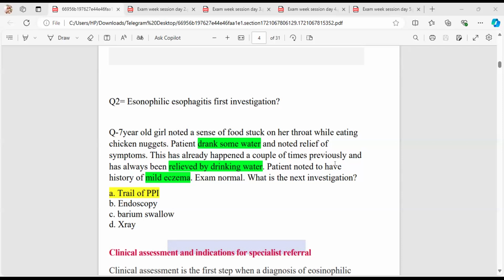If this dysphagia question comes with a 55-year-old patient, then I will do endoscopy first. Why? Because RCGP says if there is any red flag point, do endoscopy first. But for this patient, because the age is only 7 years old, there is only one red flag, which is dysphagia. So definitely I will do a trial of PPI first. Why am I doing a trial of PPI? To confirm whether it is eosinophilic esophagitis or maybe something else like GERD. Therefore, our next investigation will be a trial of PPI.